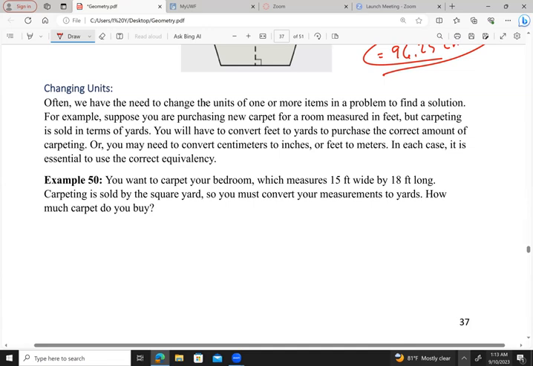use the correct equivalency. So you want to carpet your bedroom, which measures 15 by 18 feet. Carpet is sold by the square yard.